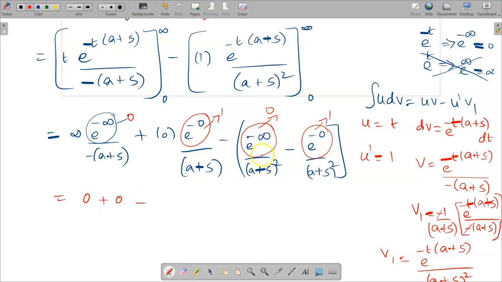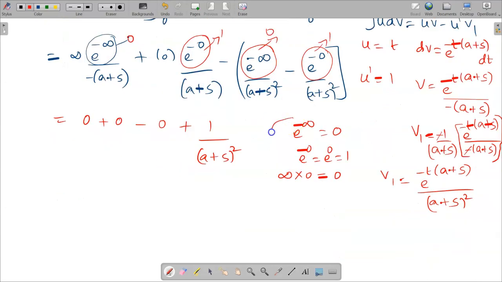And again here this term is also 0. So minus into minus is what? Plus. e power 0, or e power minus 0, is 1. So 1 by a plus s the whole square. So what are all the things we have observed? e power minus infinity is 0, e power minus 0 or e power 0 is 1. Also infinity into 0 is going to be 0. So using all these things, we have simplified and we have obtained your X of s.